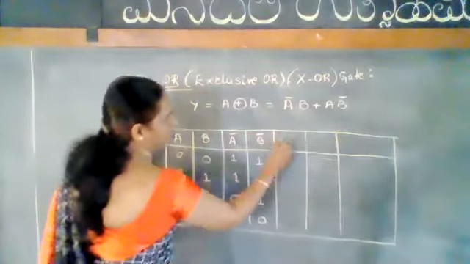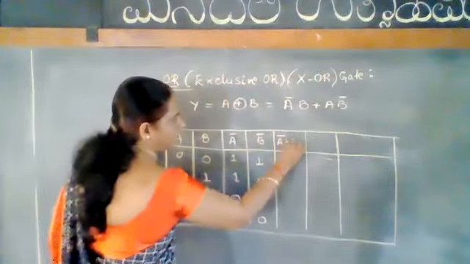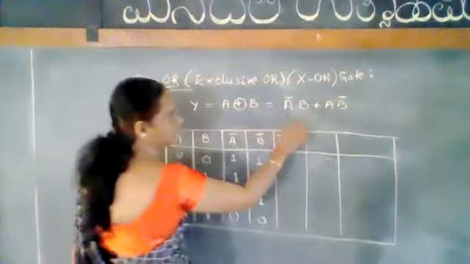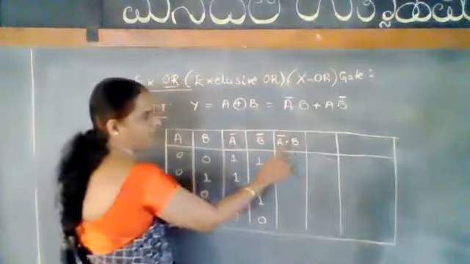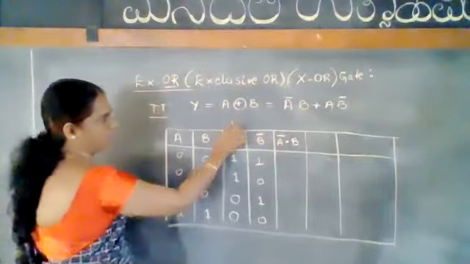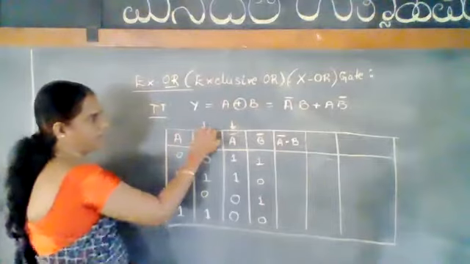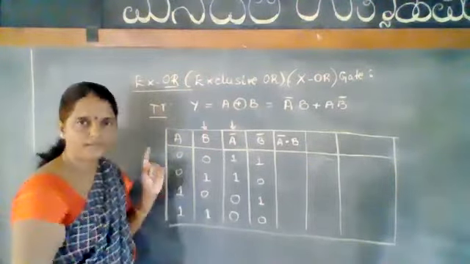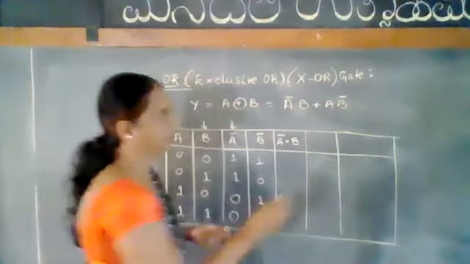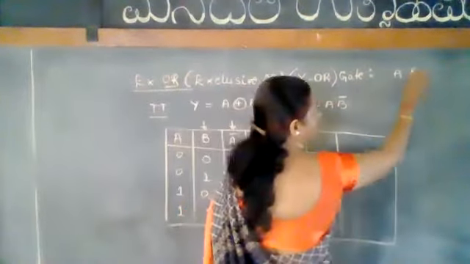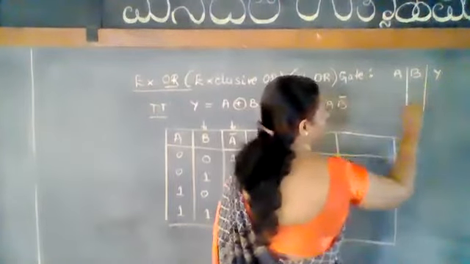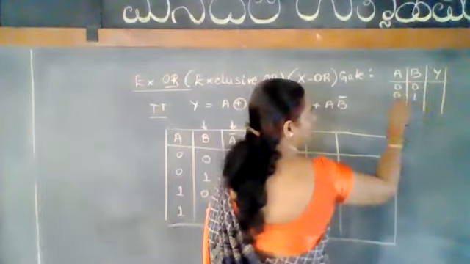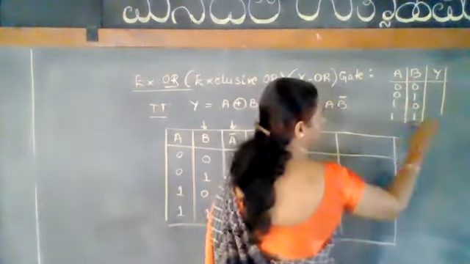Next, write A complement ANDed with B. Okay, A complement ANDed with B. We have the A complement column and B. Now you have to AND these two. Okay, for this we need the AND gate truth table. So AND gate truth table says that A, B and Y, as per the AND gate truth table, when it is 0, 0, 0, 1, 1, 0, 1, 1.